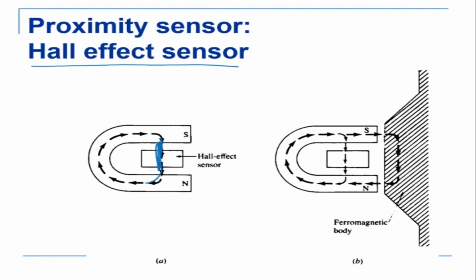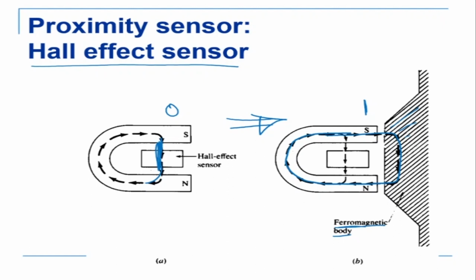Now the moment something comes in front, in the second figure on the right, what happens? The magnetic lines of force are drawn out. The moment they are drawn out, the magnetic lines of force are not passing through the Hall effect sensor. And if this is my signal of 0, then that's my signal of 1. Again, this has to be a ferromagnetic body which will enable this Hall effect sensor to function.